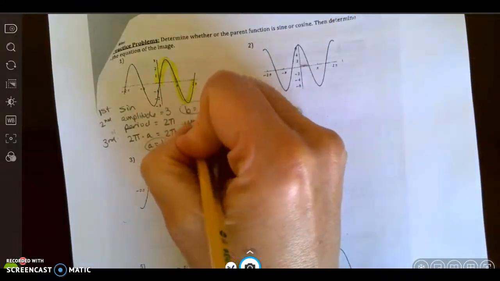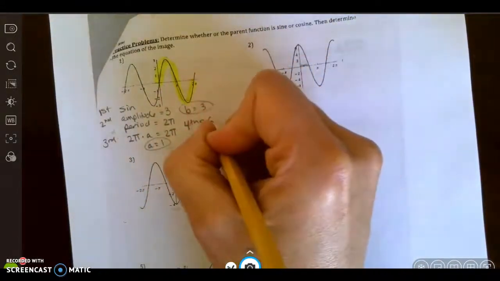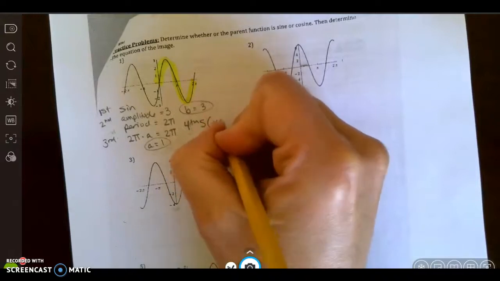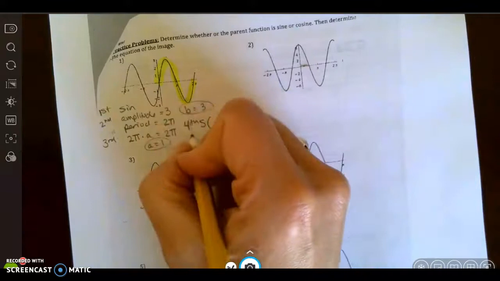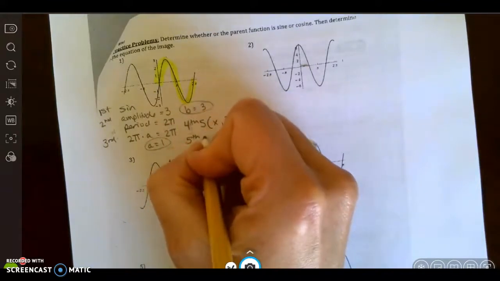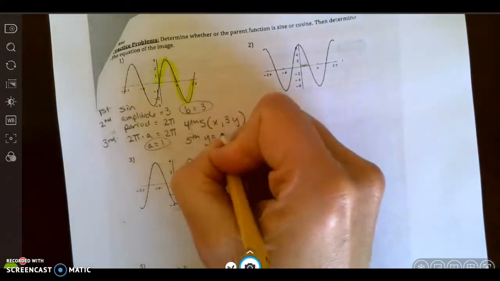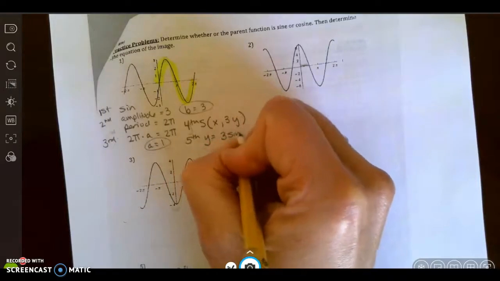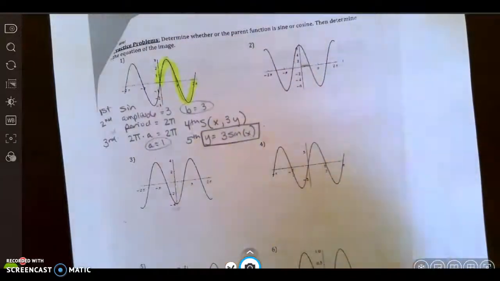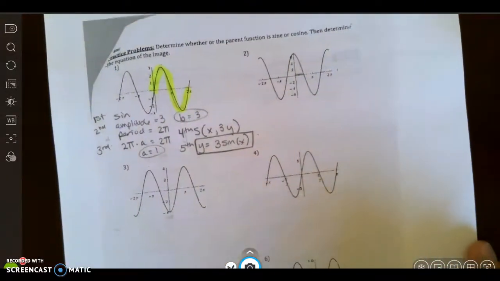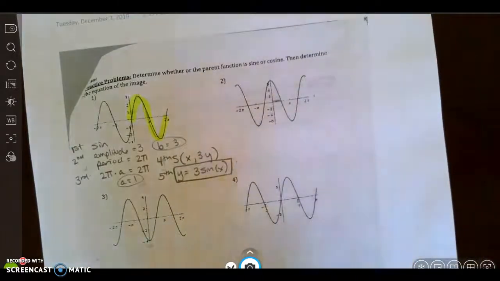Our fourth step is to write our scale change. Nothing happens to the x, and y gets multiplied by 3. And then my fifth step is to write the equation y equals 3 times the sine of x. Those are the 5 steps I'm going to go through. Alright, so let's go to this next one.